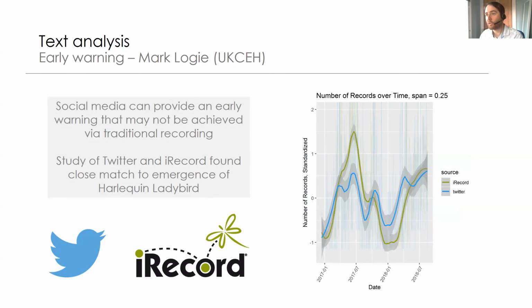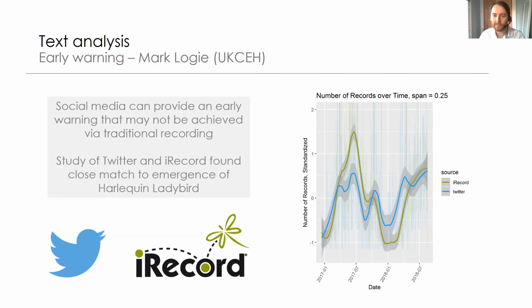Mark Logie, who also works in my group, did some work looking at Twitter to try and see if he could more accurately time the emergence of the harlequin ladybird through the year than he could using the data collected through our citizen science projects like the UK Ladybird Survey, which was mentioned earlier, through the iRecord system. This is just a very preliminary pilot study, but what you can see on this graph is Twitter is in blue, and then our citizen science project is in that greeny color. And they show a similar trend.